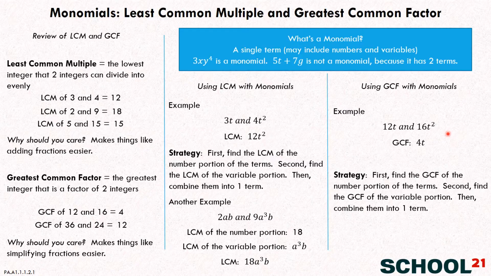Okay, great. So you can find these, and then you can do things like why you should care over here. You can add fractions with monomials in them instead of just integers, and you can also simplify fractions with monomials in them, as well as factor and do a bunch of other stuff now that you know how to do LCM and GCF with monomials. Good job.